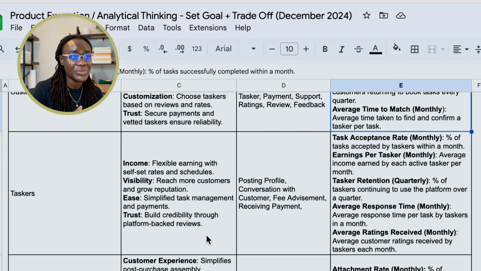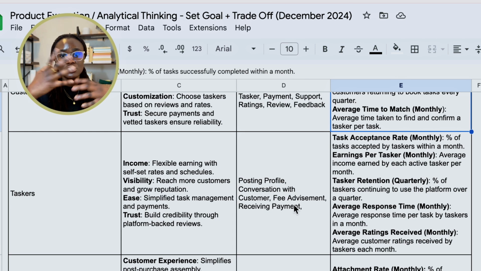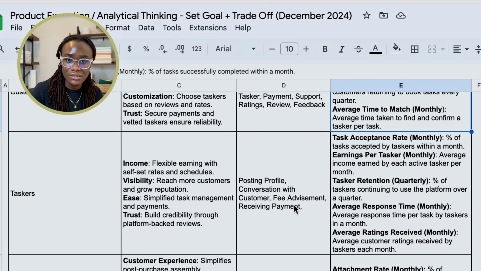And for them, the things that they need to do in order to get this value proposition are to post their profile and show off their skills and what they can do, which will attract customers, and to be able to have a conversation with customers about the details of the task. How do you want this done? Do you have this? Have you bought it? Okay, this is my recommendation. This is how we get things done. And some form of fee advisement, right?